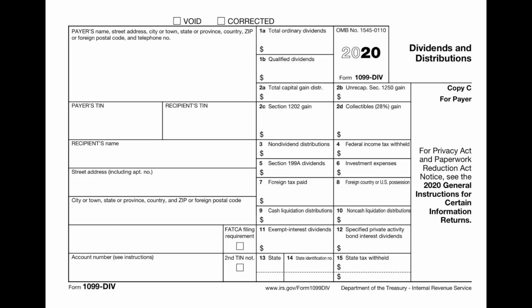Third form is the 1099-DIV. DIV stands for dividends, you guys. So if you're like me and you have some dividend stocks, or you have even ETFs that pay you generally a quarterly dividend, and you have those in a taxable account, those are reportable. Now remember, there's two different kinds of dividends. There's ordinary dividends and there's qualified dividends.